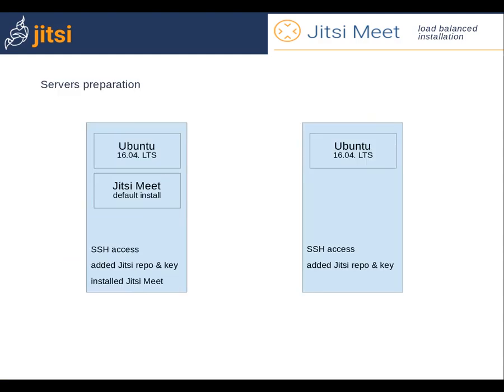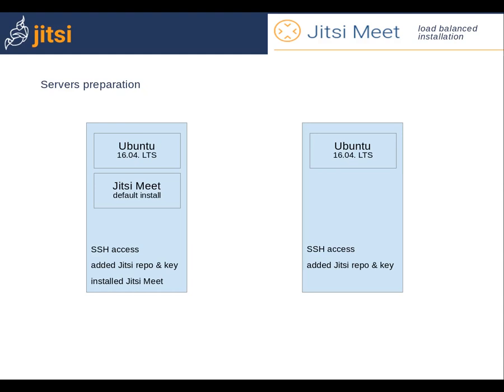Let's go on and configure our first Jitsi Meet instance for a load balance setup by adding an additional video bridge machine. We already have two virtual servers with Ubuntu 16.04 Xenial LTS. On the first one we have installed Jitsi Meet as it comes by default, with the Debian installation packages distributed by the Jitsi upstream. This server has a static public IP and a DNS name pointing at it.